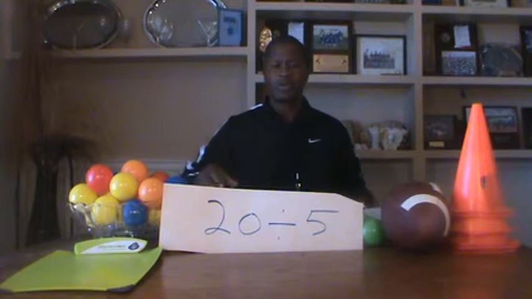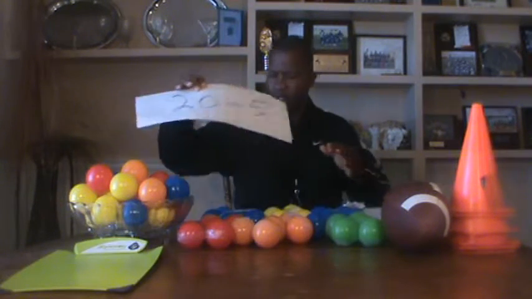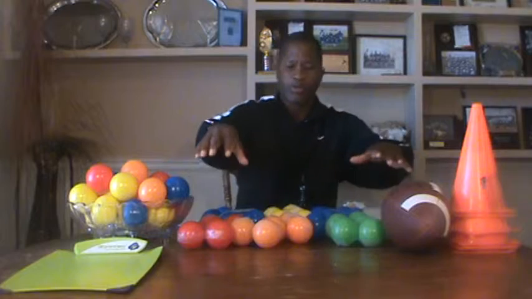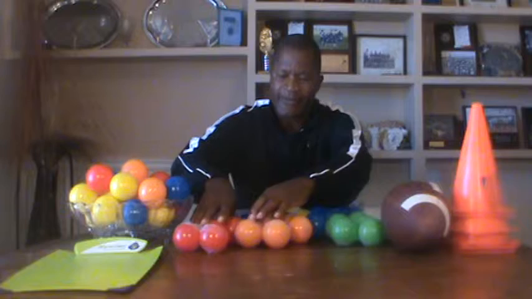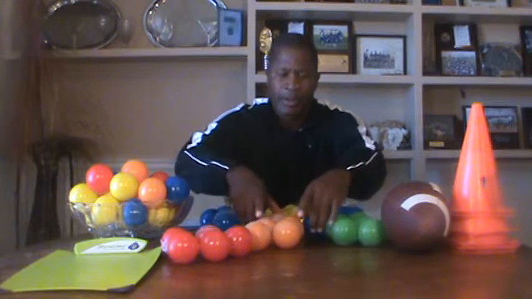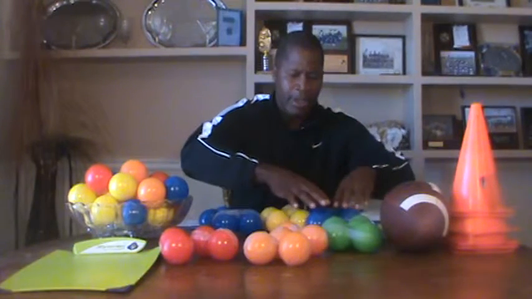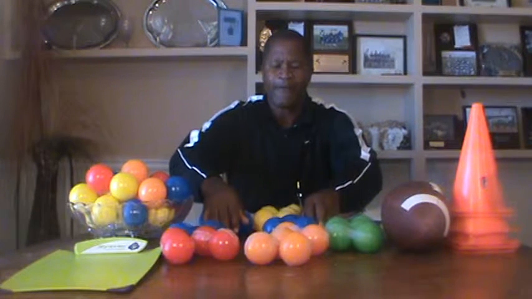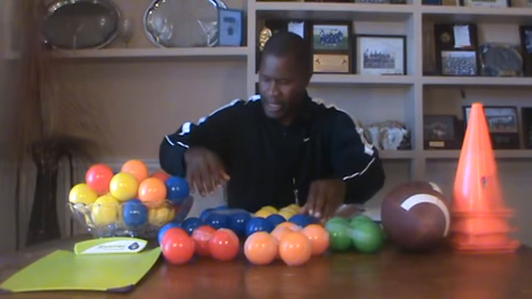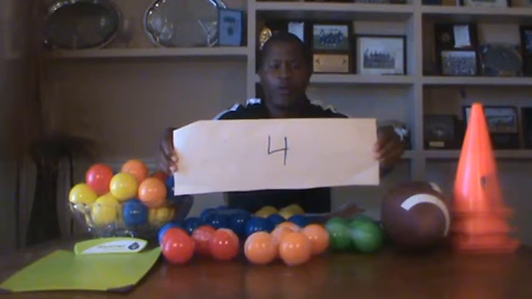To find out how many times 5 goes into 20, what we're going to do, I have all of my balls in groups of 5s, okay? So, I'll put the first group of 5 out. That's 5. That's 10. That's 15. And 20. Okay, so now there are 4 groups of 5 in 20. So the answer to the first question is: 20 divided by 5 is 4.